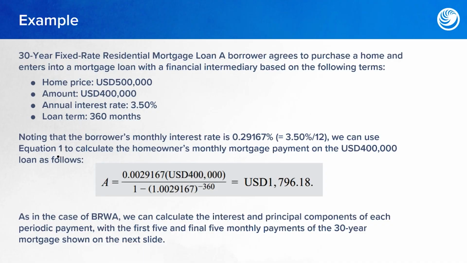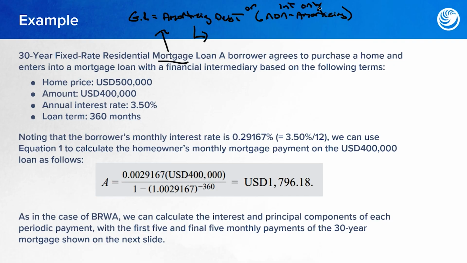All right, let's take a look at this excellent example. We got a 30-year fixed rate residential mortgage. Unless you're told otherwise, when you see mortgage, general rule, you think amortizing, absent any other information. But it could be non-amortizing, which means interest only, but they'd have to specify that all the principal's repaid at maturity.